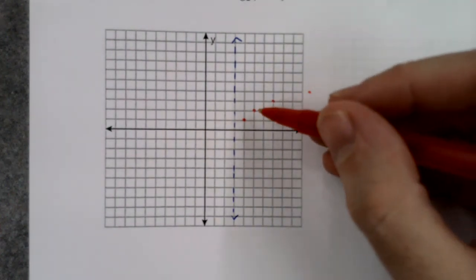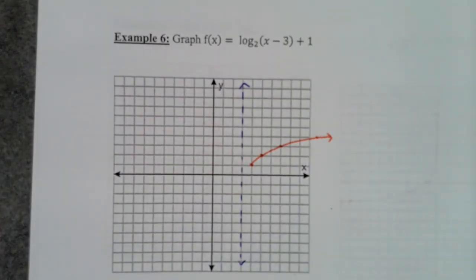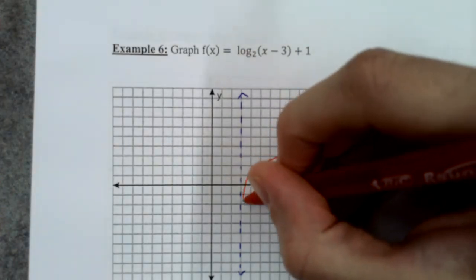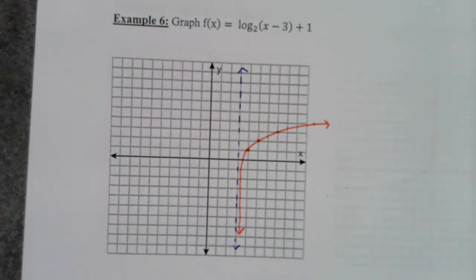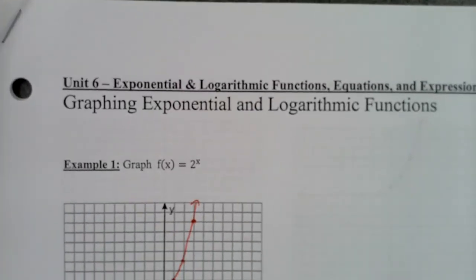And when you draw your graph, make sure you don't go past the asymptote. And don't just stop right there, because that looks like a square root function. Continue on. Approach the asymptote. Don't actually touch it. And that looks good like that. I know that was a hard lesson today, graphing exponential and logarithmic functions, but that is the end of Unit 6.